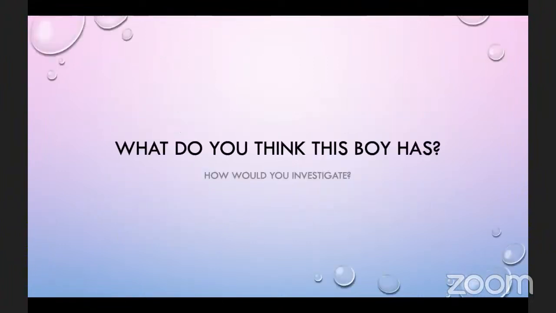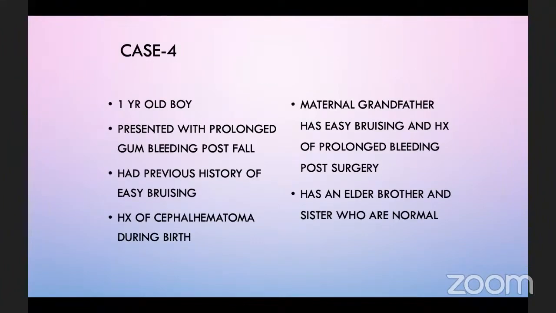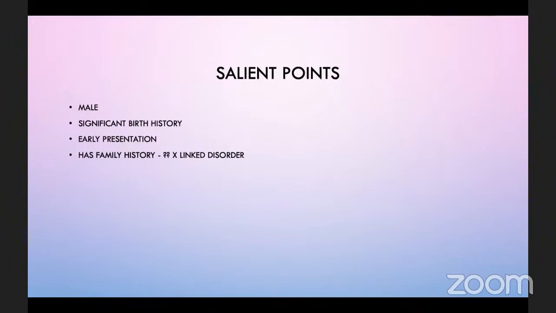All right, so what do you think this boy has, and how would you investigate him? The salient points here are he's a male, he's got significant bleeding history, as well as birth history that says bleeding, right? Early presentation in life, and also a family history, because his maternal grandfather had easy bruising. So there's a possibility that his mother may have carried something that is X-linked related.